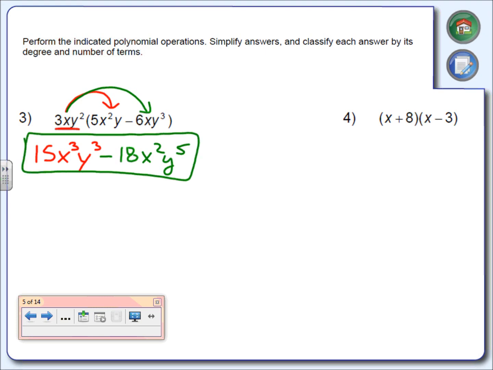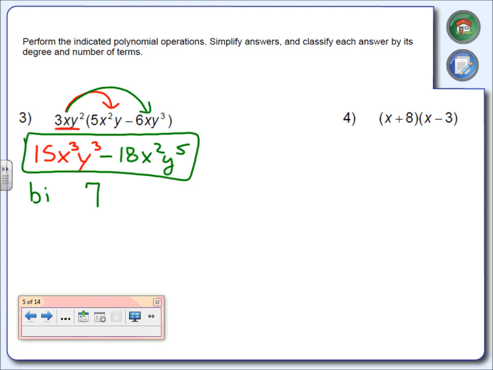That's the answer. By the way, what would that be called? A monomial, binomial, or trinomial? That is a binomial. What degree would that binomial be? What's the degree of the first term? 3 plus 3 is 6. What's the degree of the second term? 2 plus 5 is 7. What's bigger, the 6 or the 7? 7. Okay, so the degree of this polynomial is 7.